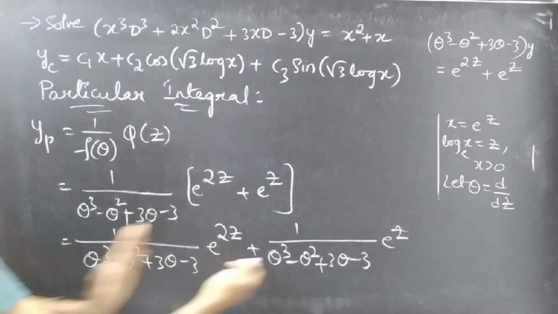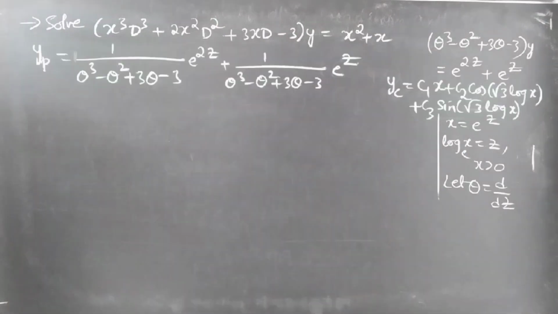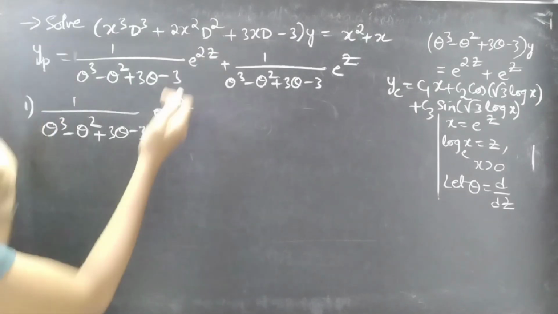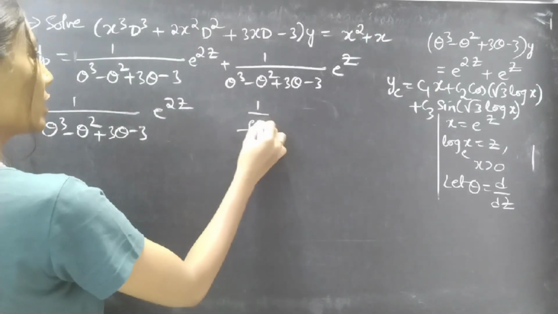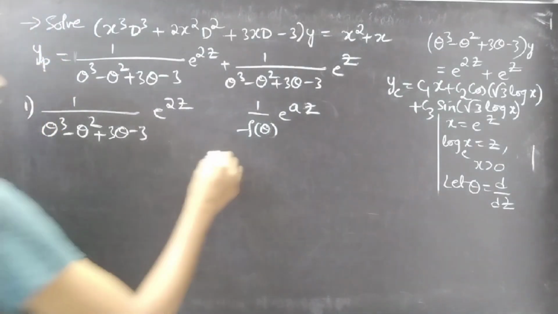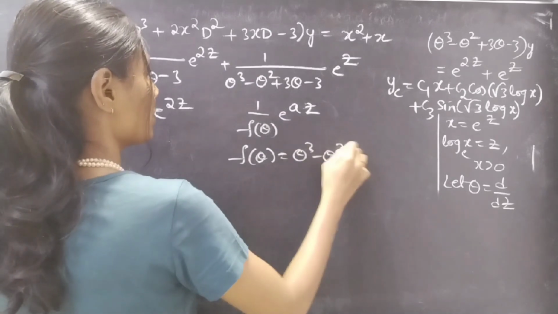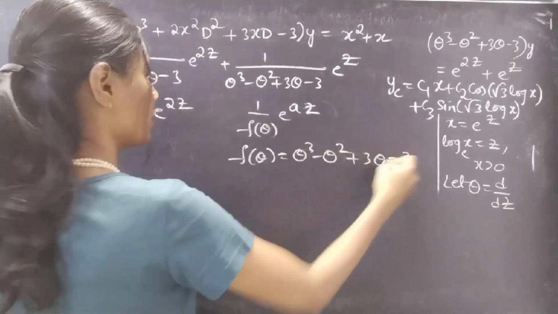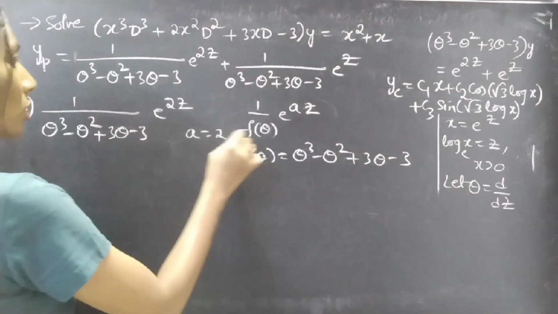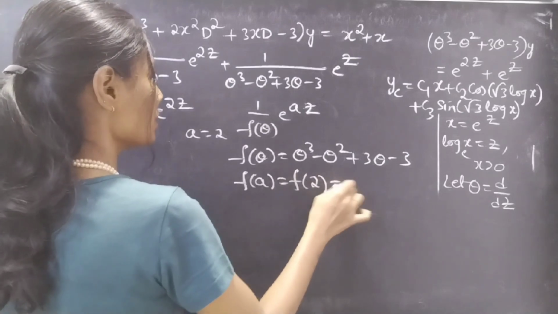Now we can find each term separately for our convenience. First we will go with the first term. This is of the form 1 by f of theta into e power az, right? We have f of theta equal to theta cube minus theta square plus 3 theta minus 3. Now compare e power 2z with e power az. Then a equals 2, and we find f of a, which equals f of 2. Just replace theta by 2.